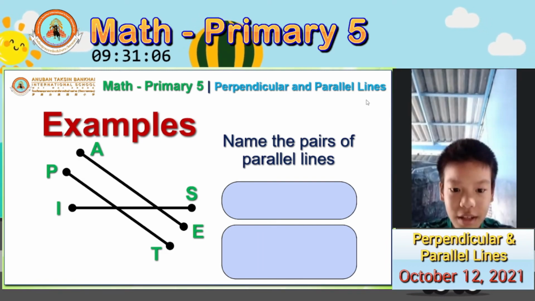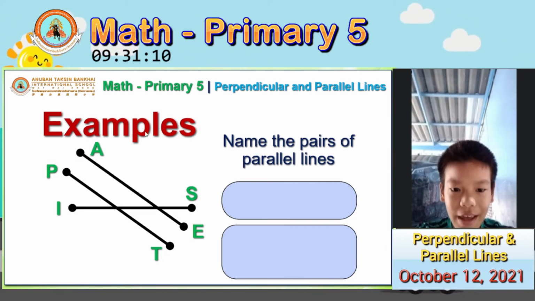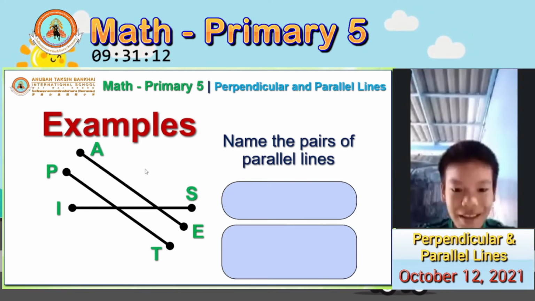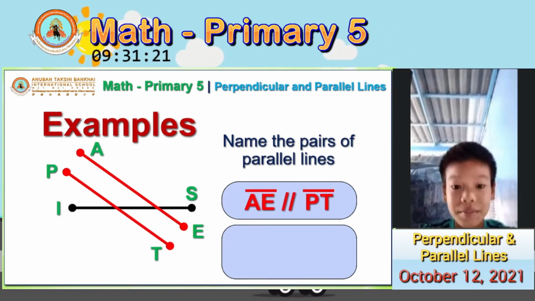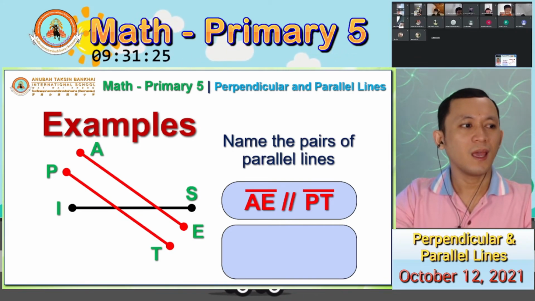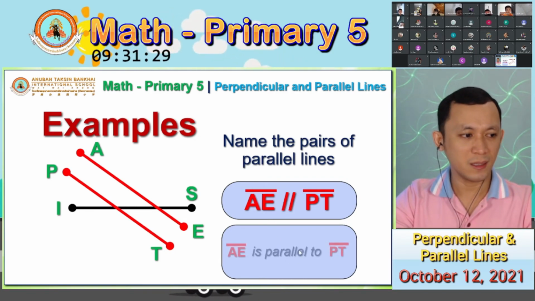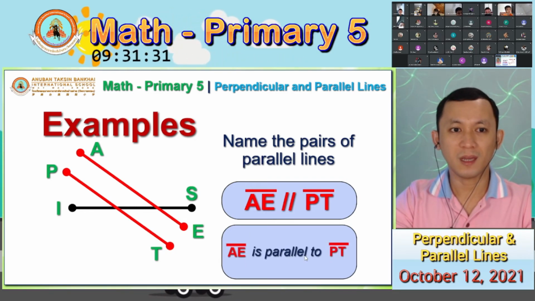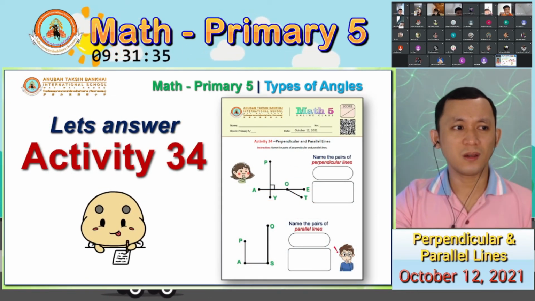Line segment AE and line segment PT. Very good, very easy. So line segment AE and line segment PT are parallel, and you write it like this. Understand? Easy, right?